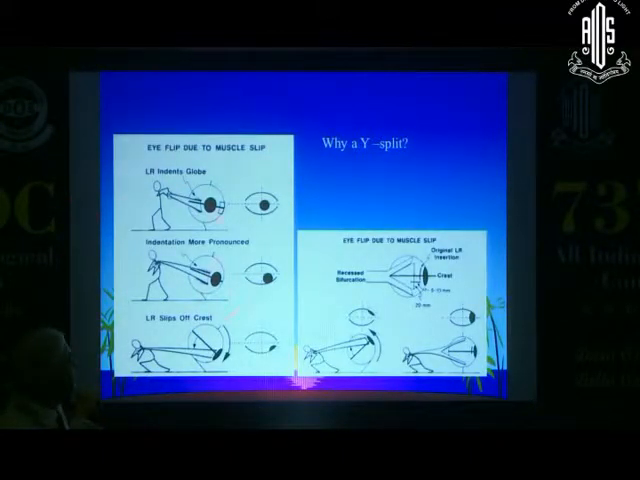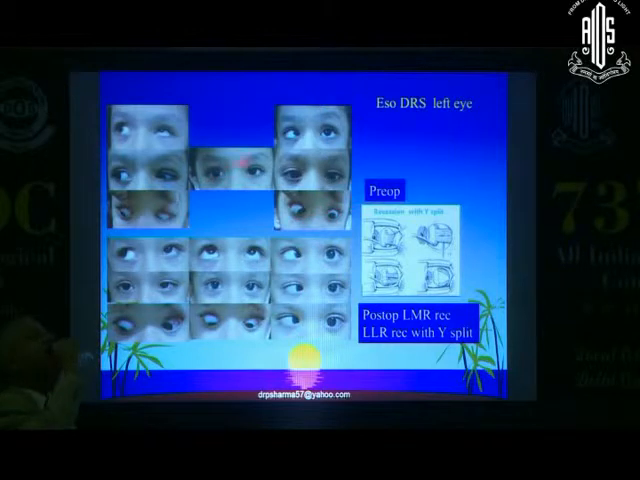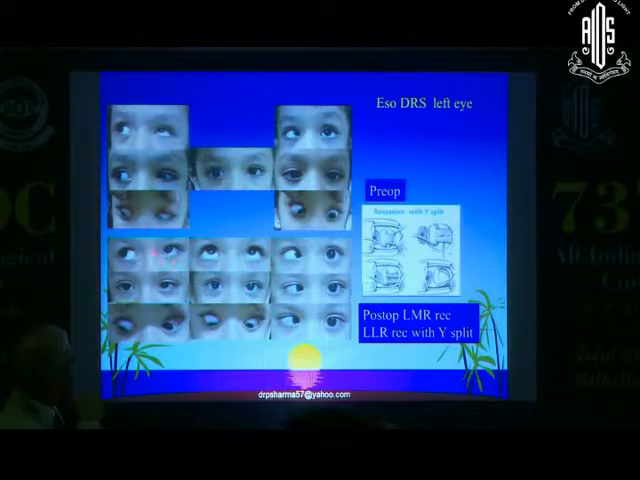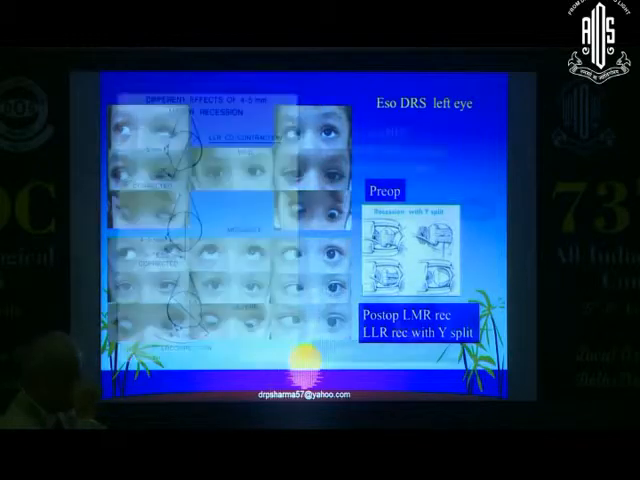Now this schematic cartoon diagram by Jampolsky has shown why there is a slippage. You'll see that it was the co-contraction which is causing the slippage against the tight muscles. And this is what is done by the Y splitting of the LR. And so in ESO-DRS, now this case which we had shown you earlier, after the Y split and the left MR recession, and with the Y split LR recession, you find that the eyes are corrected in the ESO position. The upshoots and downshoots have reduced very significantly, and the downshoot is almost corrected. There is an upshoot slightly, but in primary position and all, the retraction is corrected, so he's pretty good.